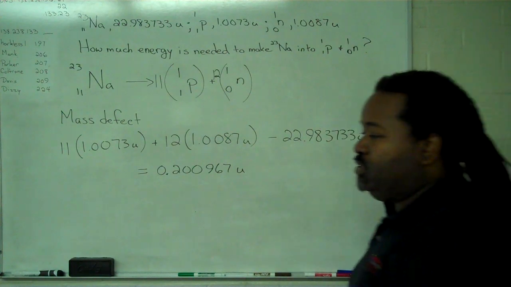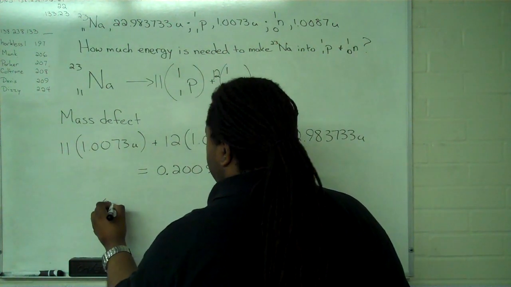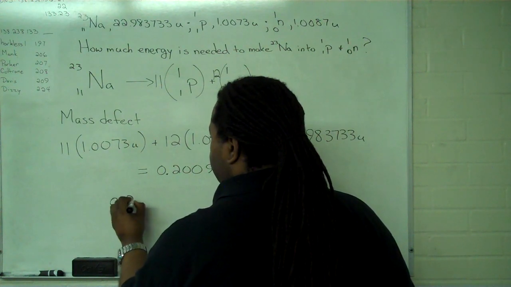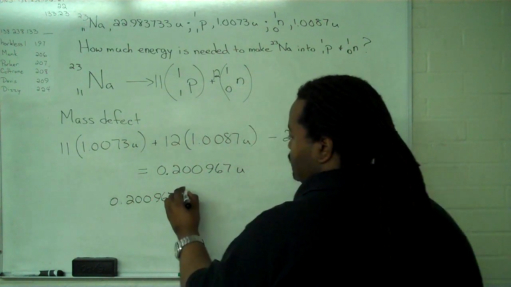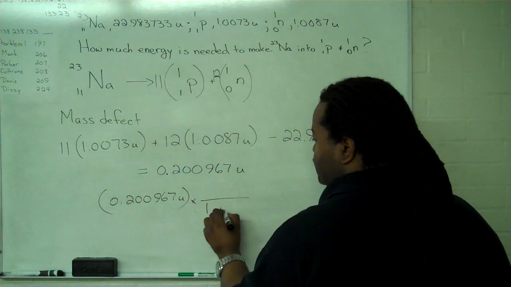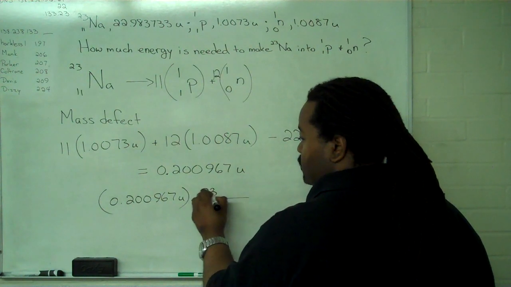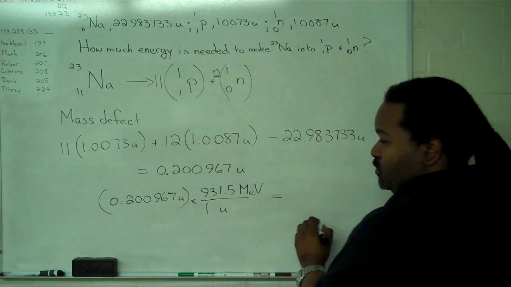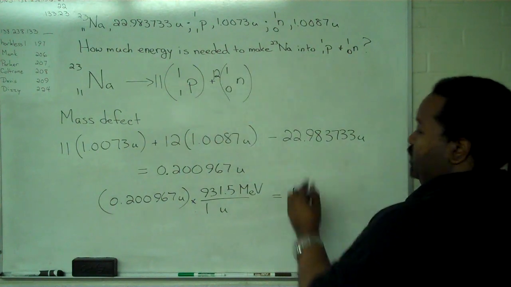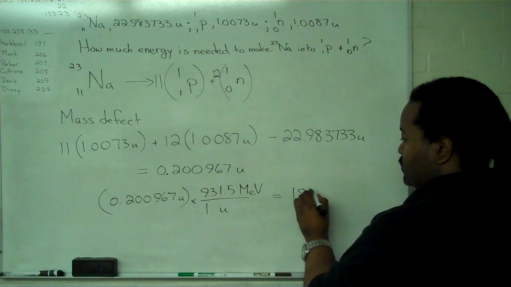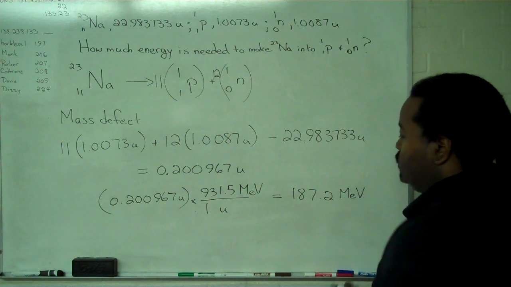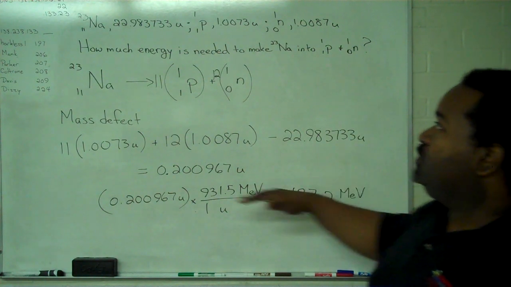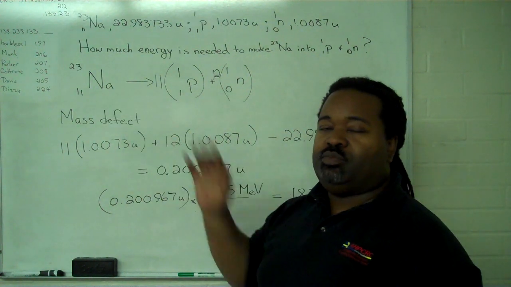And so now, once we have the mass defect, all we need to do is convert that mass into energy. And for that, we're going to take the mass, 0.200967 units, and we're going to multiply that by our conversion factor, where 1 atomic mass unit corresponds to 931.5 MeV. And so with this, we find that if we complete this reaction, our delta E is 187.2 MeV. And this corresponds to the amount of energy necessary to be pumped into a nucleus of sodium-23 to break it into protons and neutrons.